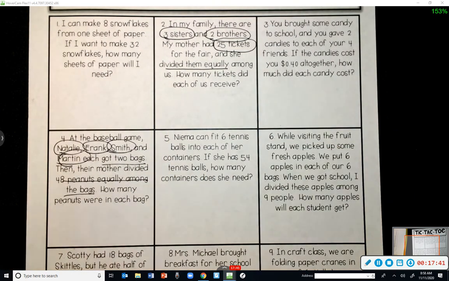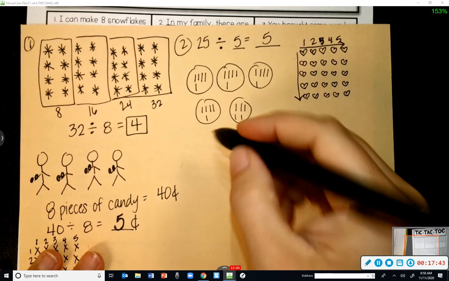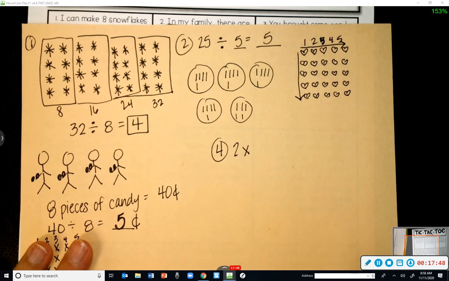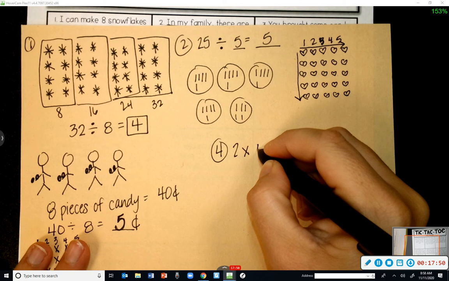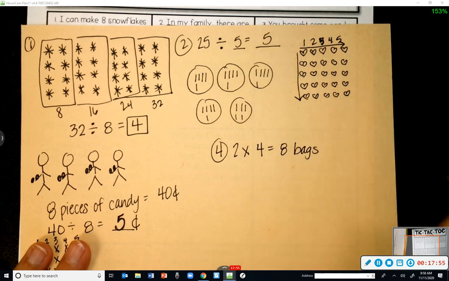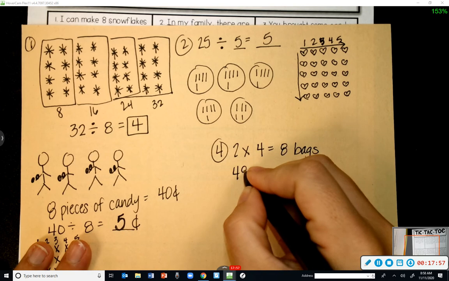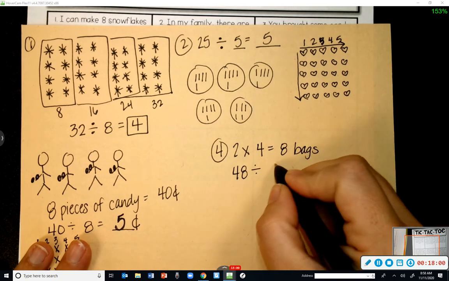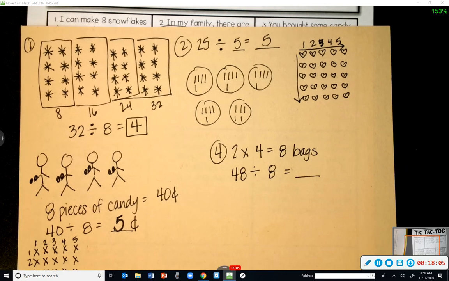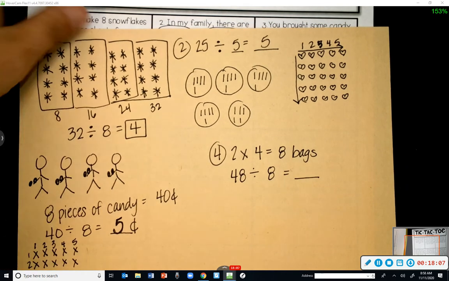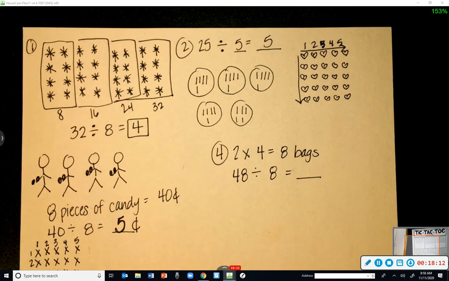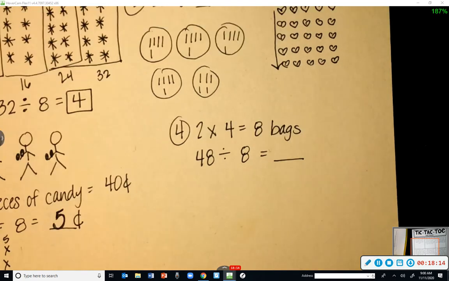So we actually did 2 things. What did we do? We did 2 times what? 2 bags times how many people? 4 people. So there's 8 bags. And we took the 48 peanuts and we're dividing it by 8 bags. Okay, 48 divided by 8. Work it out and tell me what you get. Let's go ahead and work this out.